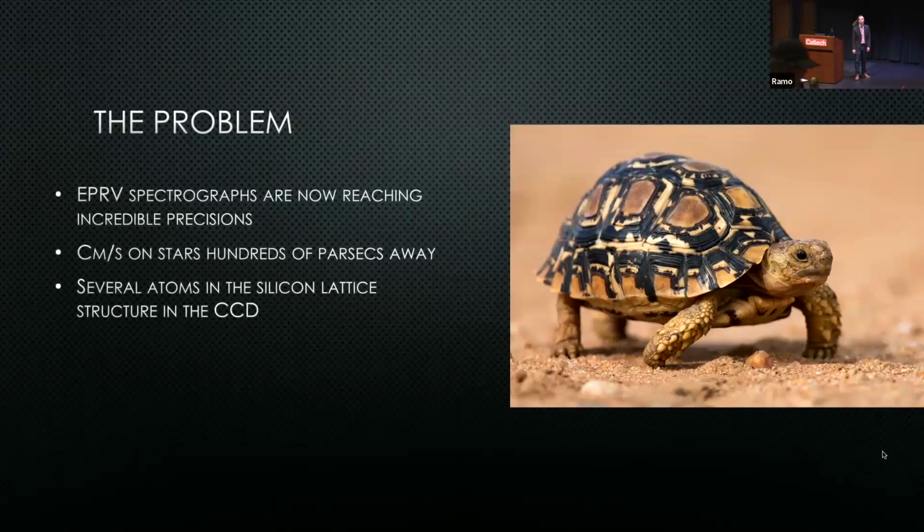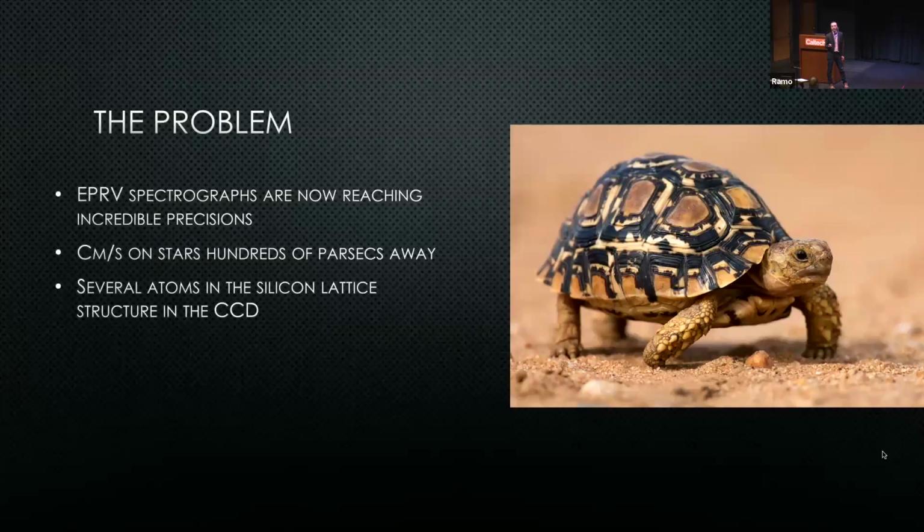So let me start by framing the problem. EPRV spectrographs are now reaching incredible precisions. We're able to measure centimeter per second precision of velocities on stars up to hundreds of parsecs away, in fact, even 1,000 parsecs away in some cases at this point. Centimeter per second speeds are about the same speed as what a tortoise crawls across the desert at. So if you think about measuring that speed on a star that far away, it's pretty incredible.